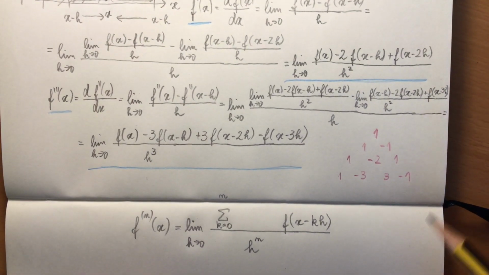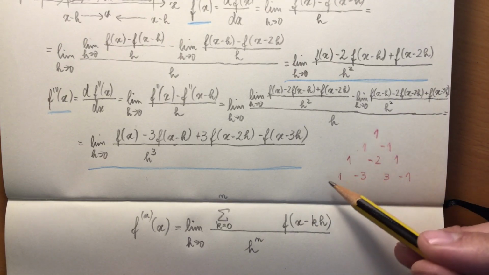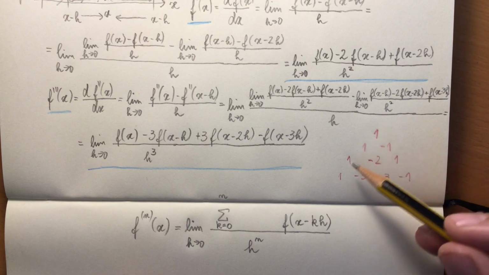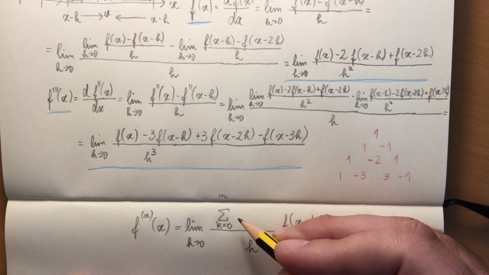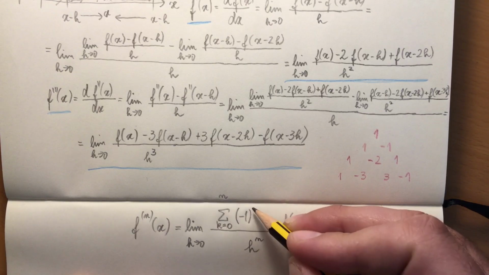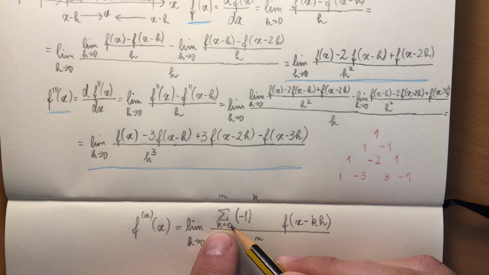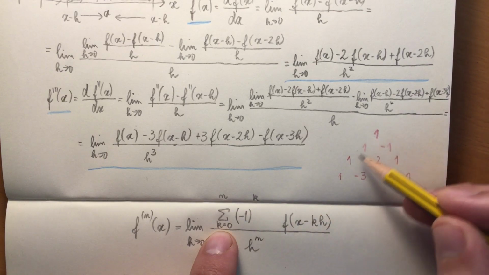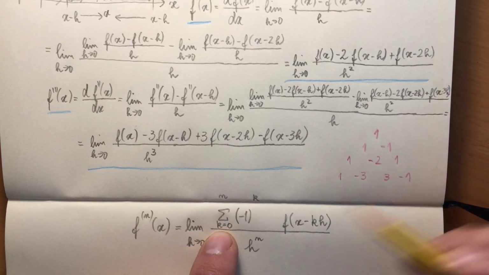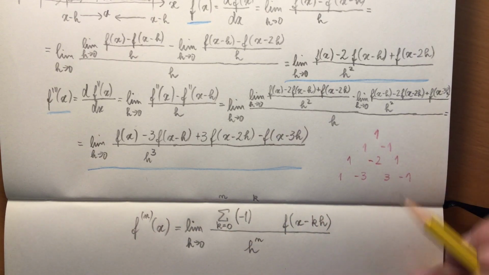First, the signs alternate on each line, always beginning with a positive value. Consequently, I can write here minus 1 power k. In this way, for k equal to 0, I will have a positive sign, and from then on, I will alternate a plus with a minus until the end.